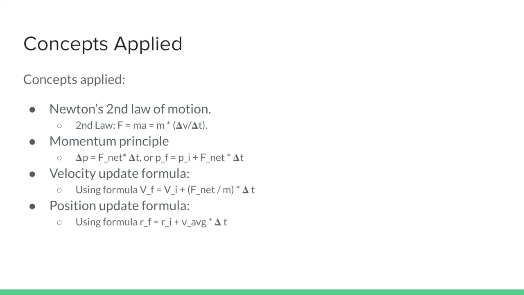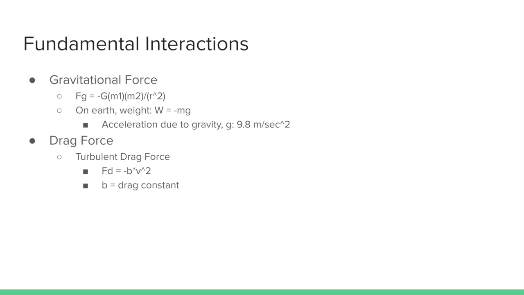Some of the concepts applied in this lab are Newton's second law of motion, which states that the net force on an object can be quantified by the object's mass multiplied by its acceleration, the momentum principle, delta p equals F net times delta t, the velocity update formula, derived from the momentum principle, and the position update formula. Two of the fundamental interactions quantified in this lab are gravitational force in the form of weight force, W equals negative mg, and drag force in the form of turbulent drag force, Fd equals negative b times v squared.